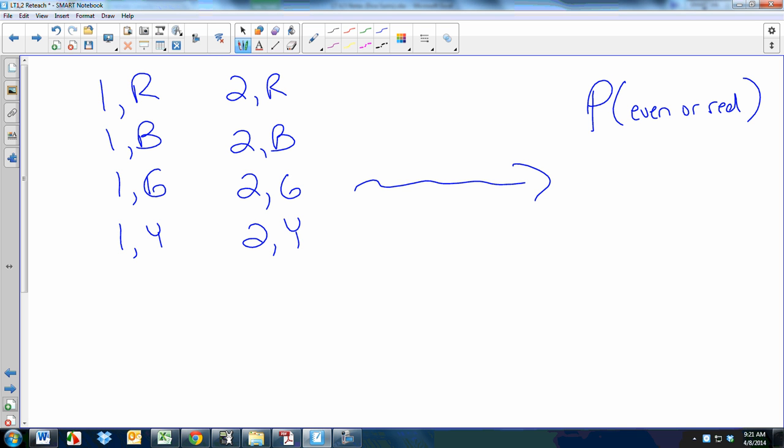Here's an example of getting a red that has an even number, but it's also red, right? So just because we've been using the number dice, the standard 6-sided dice, doesn't mean that's the only thing we could use for those questions. All right, so keep that in mind.